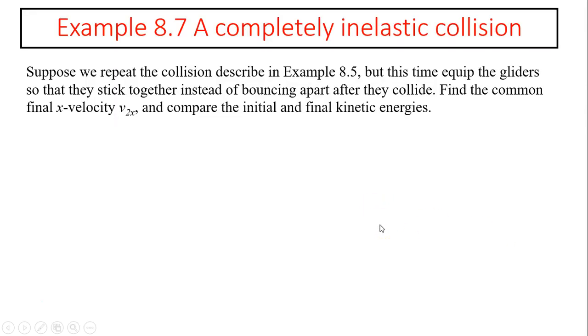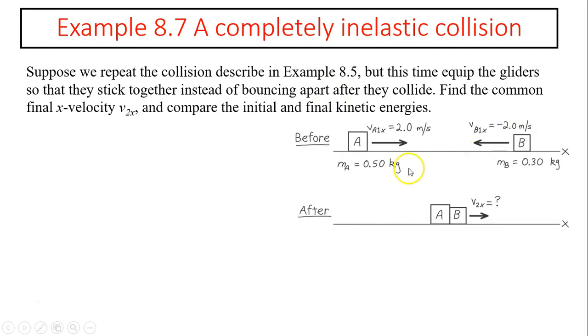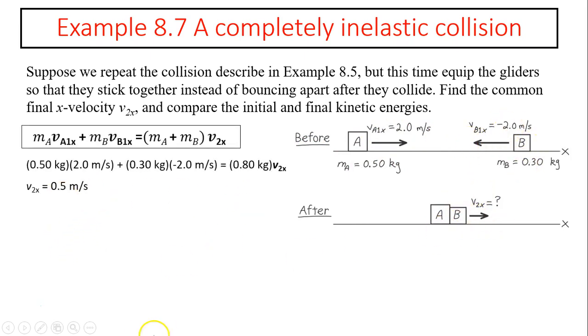Let's take a look at this example. Suppose we repeat a collision described in example 8.5, but this time we equip the gliders so that they stick together instead of bouncing apart after they collide. Find the common final velocity v2x and compare the initial and final kinetic energy. For those of you who don't remember example 8.5, there are two objects. Now, instead of bouncing off each other, the two objects collide and stick to each other. Here is mAvA before, mBvB before. What is the velocity after? This is a completely inelastic collision, so this is the equation to use. We substitute in and solve: v2x equals 0.5. So the two objects move at a slower speed.